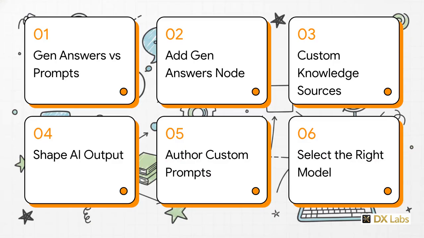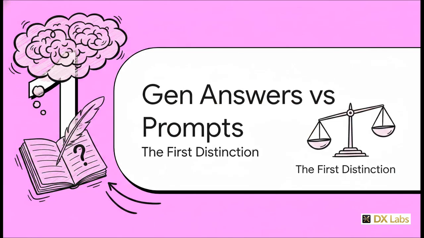Here is our roadmap for the AB 620 exam today. We're going to cover generative answers versus custom prompts, adding generative answers nodes, connecting custom knowledge sources, shaping AI output, authoring custom prompts, and finally, selecting the right model. Let's jump right into our first core concept. Part 1. Generative answers versus custom prompts.